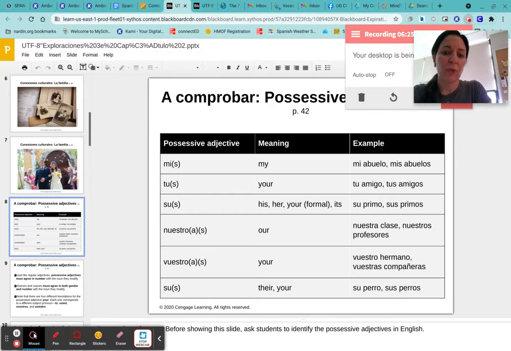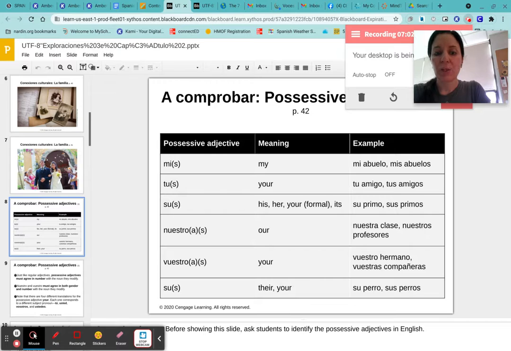Same thing with nuestro. First, nuestro, we have 4 forms. So it could be either nuestro, nuestra, nuestros, or nuestras. So we have 4 forms for that one, whereas with the other ones, we only had 2. So like nuestra clase. But if it were clases, how would nuestra change? That should be nuestras clases. Same with nuestros profesores, our professors. What if we just had one professor? That would change to nuestro profesor. So you see how it changes from profesores to profesor. We have to change the adjective as well.